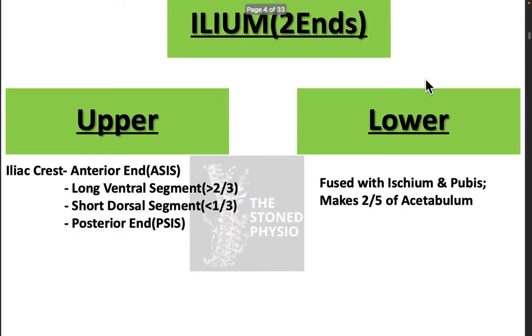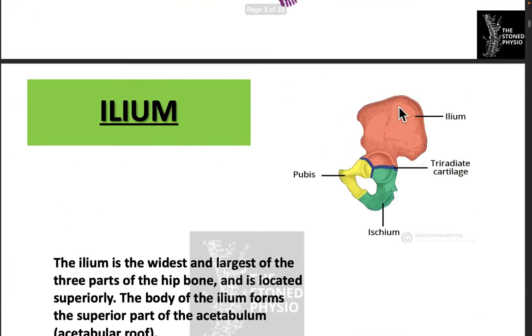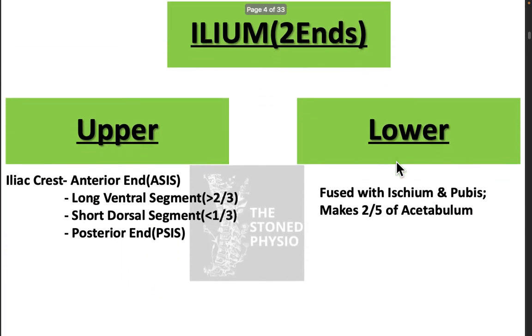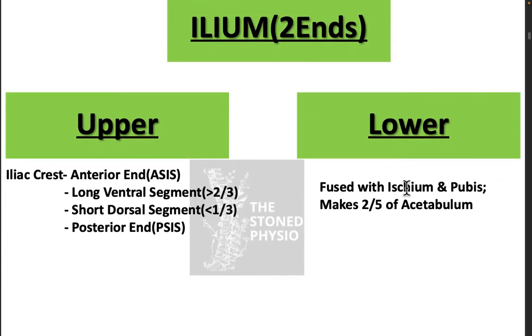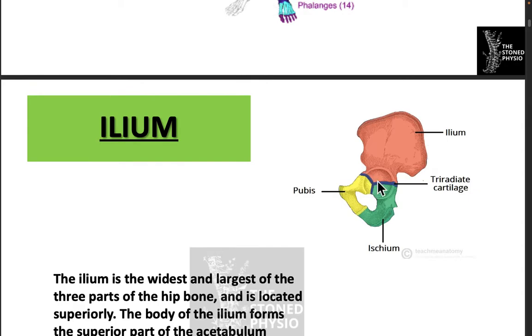Okay, so let's start with the structure of the ilium. First of all we can talk about the upper part of the ilium and then the lower part of the ilium. So here we can see कि the lower part of the ilium fuses with the ischium and the pubis and makes 2/5 of the acetabulum, ठीक है? The lower part of the ilium makes 2/5 of the acetabulum, ठीक है?